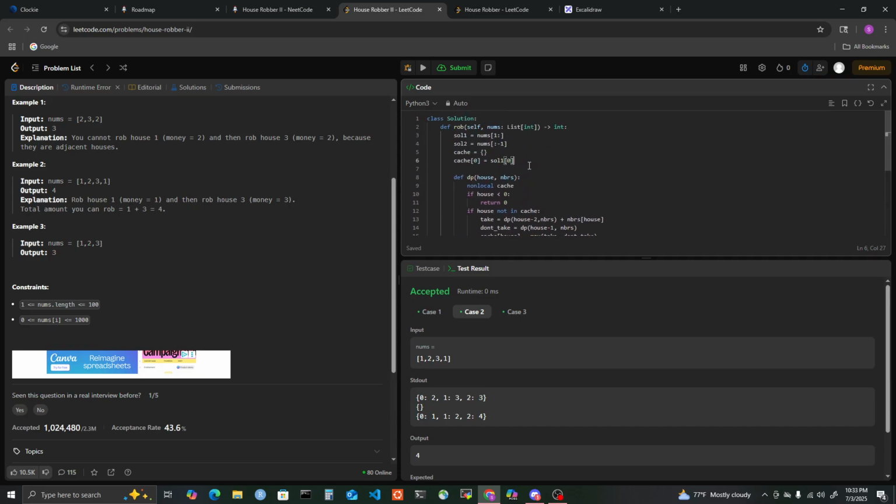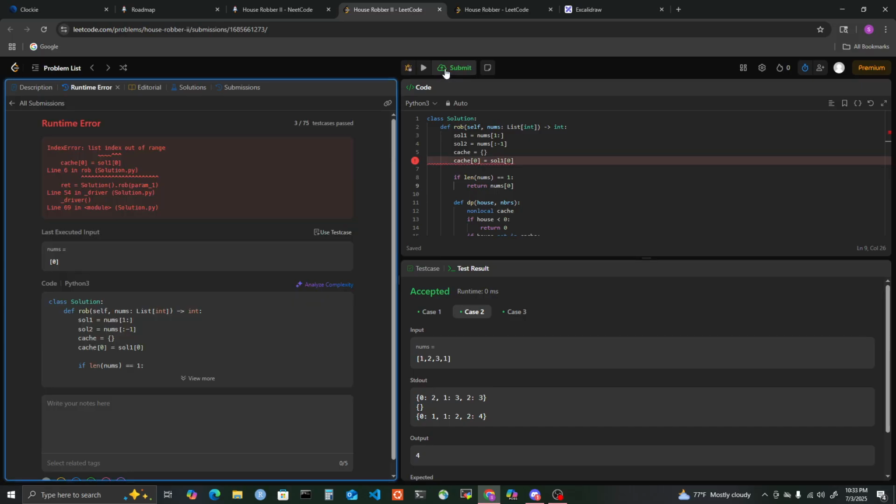You know what? I'm a lazy man. If length of nums is equal to 1, we're just going to return nums of 0. And you know what? I'm probably going to do that if length of nums is equal to 2 as well.